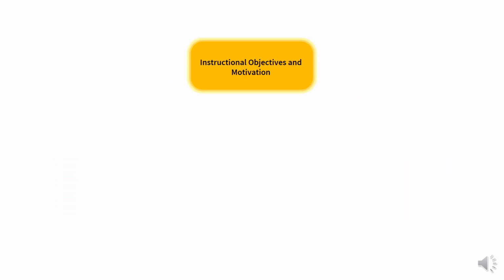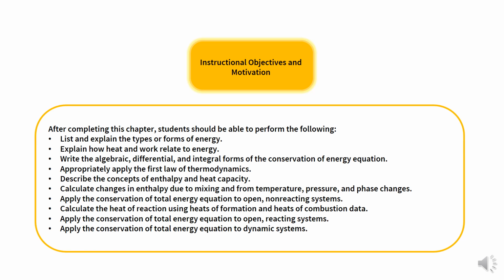After completing this chapter, students should be able to list and explain the types or forms of energy, explain how heat and work relate to energy, and write the algebraic, differential, and integral forms of the conservation of energy equation. Students should also be able to apply the first law of thermodynamics, describe the concept of enthalpy and heat capacity, and calculate changes in enthalpy due to mixing and to changes in temperature, pressure, and phase.